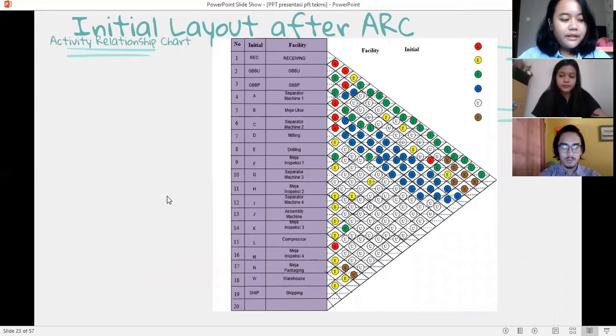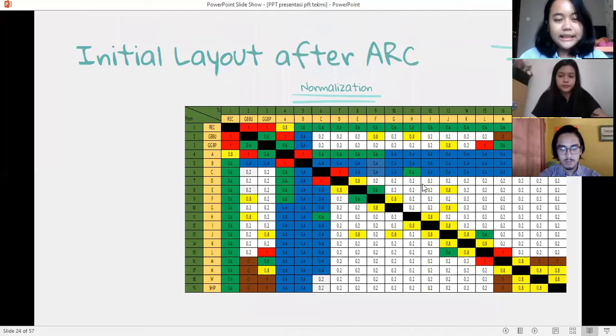And this is the activity relationship chart. There is the circle. Here is the degree of linkage relationship between activities, with A is red, E is yellow, I is green, O is blue, U is white, and X is brown. And this is the normalization. It is for the numbers.